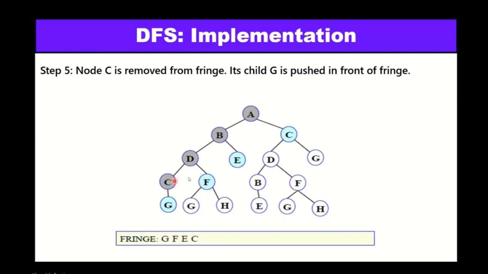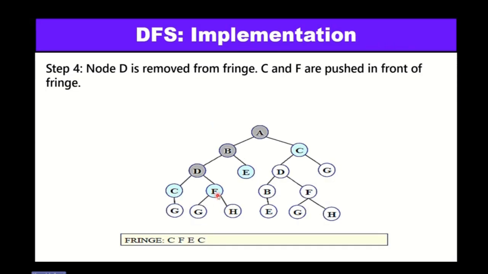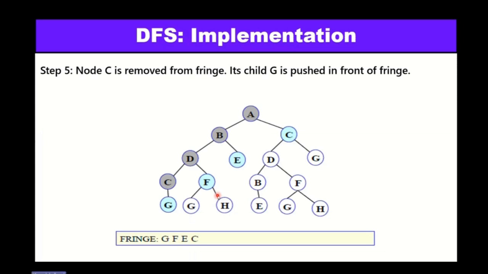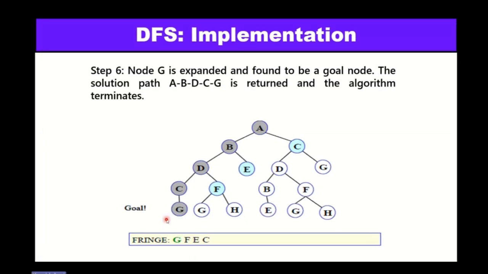Now in this stage we were at D. D has two children, C and F. Now the top of the stack was C, right? And now you have only one there, that is G. So G is there. G was our goal node. So now the path for this goal is A, B, D, C, G.